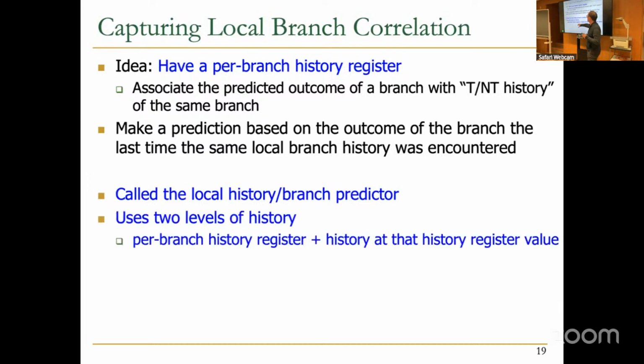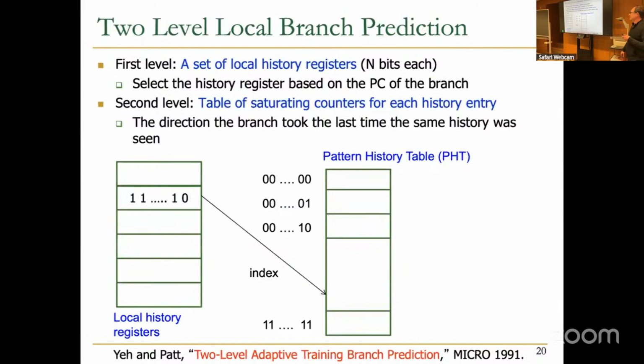Again, this uses two levels of history. One is the per branch history register that I'm going to show you soon. And then there's a 2-bit counter history at that history register value. You could say that the 2-bit counter history is kind of redundant, but it still gives you hysteresis in cases where you don't have these nice, clean loops.